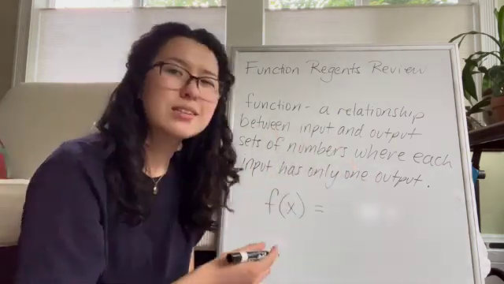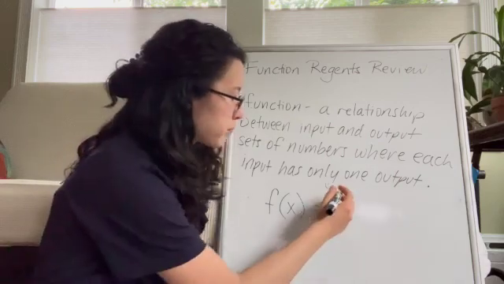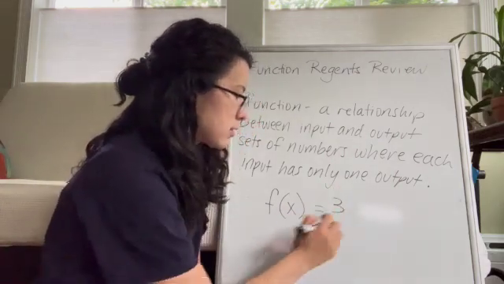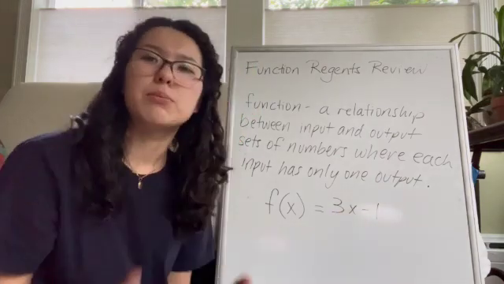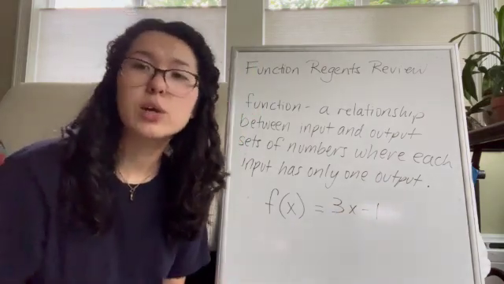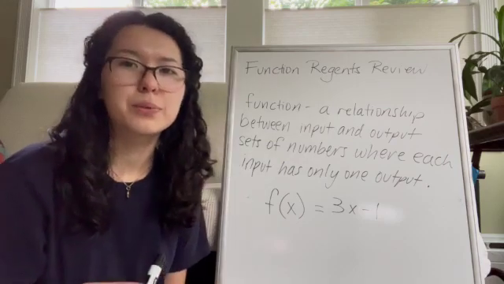So say, for instance, this were a linear function, we would have perhaps f of x is equal to 3x minus 1. And this would be the rule that relates inputs to output. Every input value would be plugged into there to get an output value.